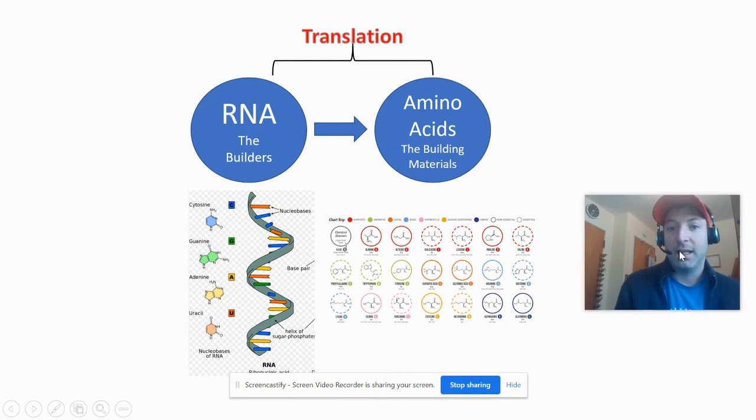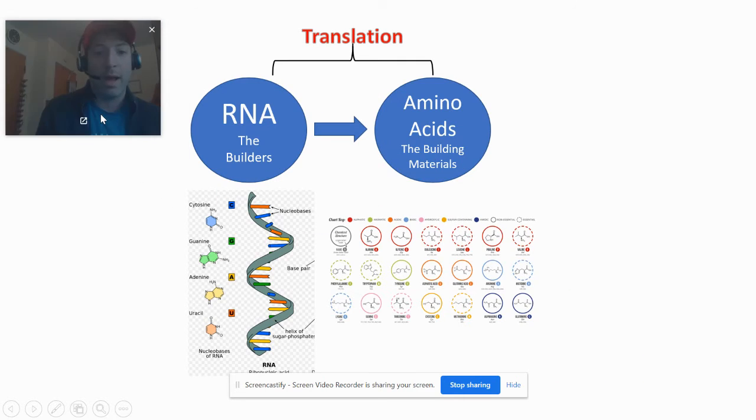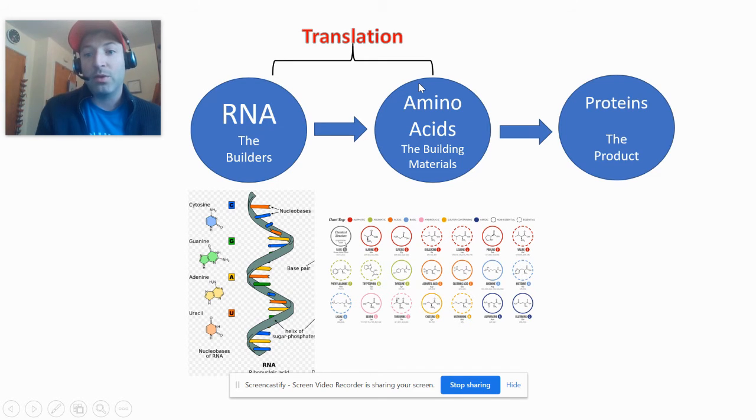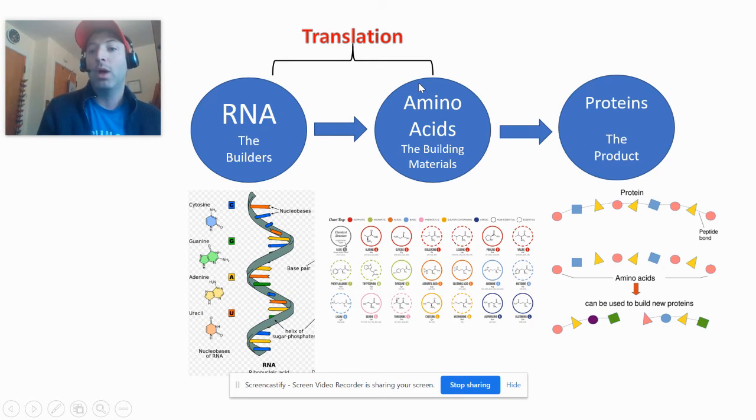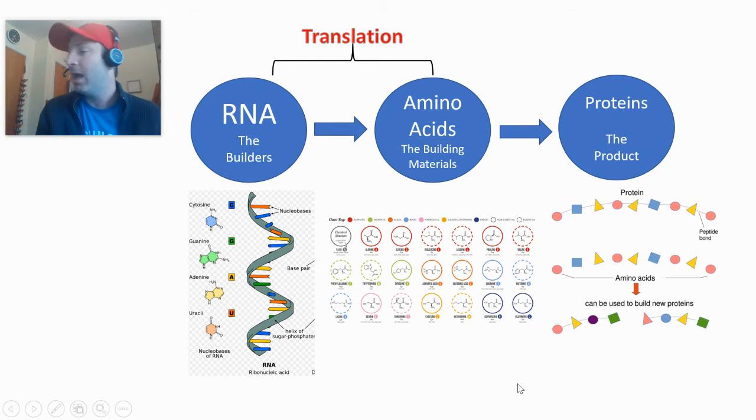So here we see translation is when RNA, the builders, goes and gets the amino acids. And those amino acids, when assembled, become proteins. So just looking at this diagram here, it shows amino acids, each little colorful shape, assembled or bonded together into proteins. So I guess we're talking about how and where does that happen, so that you can describe how knowledge of translation could help cure diabetes.